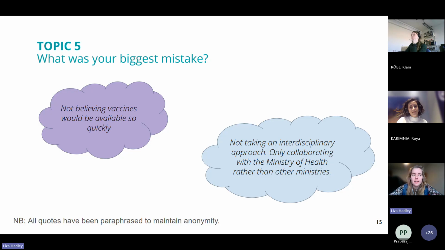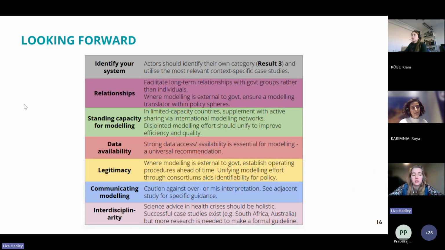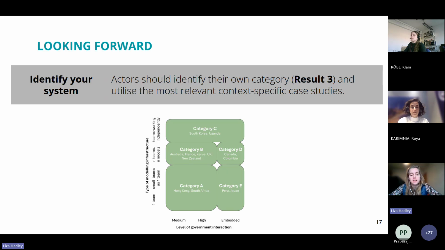Okay, and then at the end of the interview data collection, we synthesized all of the responses to give some kind of formal recommendations of what we would begin to think about as a guideline looking forward. And this figure, which comes from the paper, is our high-level overview. And we've got these 7 categories of things that we might begin to think about if we were to develop a guideline for how modelling should be used in policy in the future. So I was going to go through each one in detail. So the first one, identify your system.